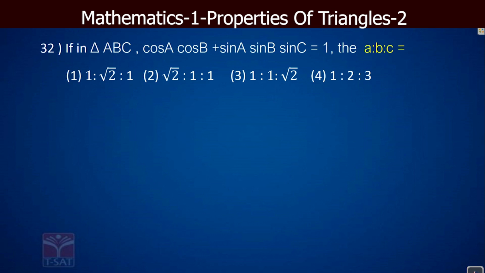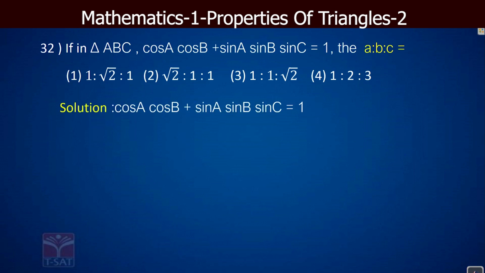So even though it is a problem in properties of triangles, we can do this problem without using any properties of triangles formula, just by using simple trigonometric concepts. Simple trigonometric concepts, we can work out this problem. See how I did it.